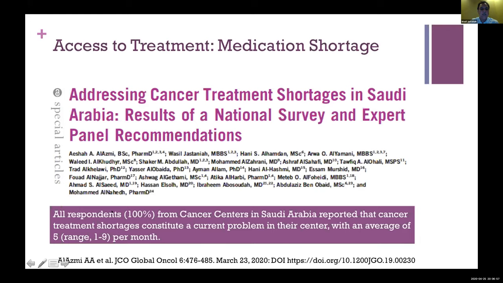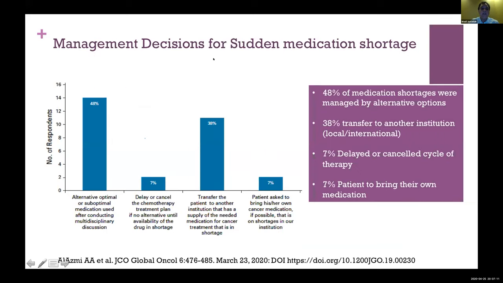And as you can see, all respondents from cancer centers in Saudi Arabia reported that cancer treatment shortages constituted a current problem in their center, with an average of 5 per month. And management decisions for sudden medication shortages were reported as choosing an alternative, optimal or suboptimal medication in 48%, transferring the patient to another institution, whether nationally or internationally, in 38%, which can be a problem during city lockdowns, and 7% reported delay or cancellation of the cycle of therapy, and 7% as an out-of-pocket patient cost to bring their own medication to the center.